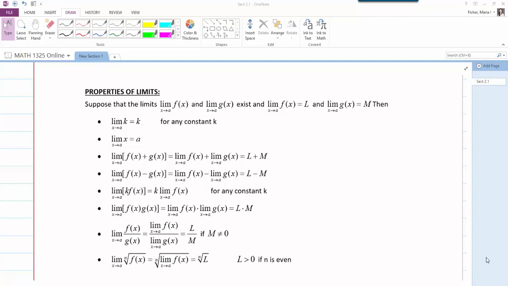The last part of this section deals with properties of limits. Now what we're going to notice a lot in this class is that we're going to look at properties of all the different things that we learn. And I always relate it back to this.